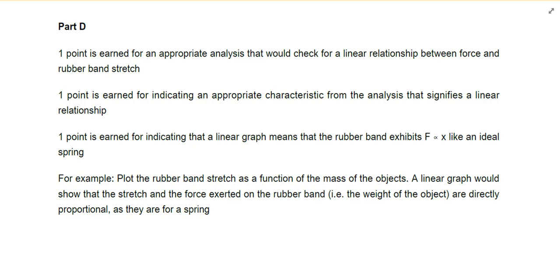So part D had the last 3 points, where 1 point was earned for an appropriate analysis that would check for a linear relationship between force and rubber band stretch. So is your method correct? Is it going to work? 1 point for indicating an appropriate characteristic from the analysis that signifies a linear relationship. So what is it that signifies it? And a point for indicating that a linear graph means F is proportional to x, as in the ideal spring.